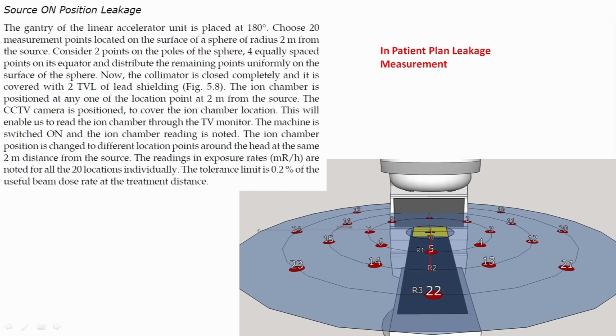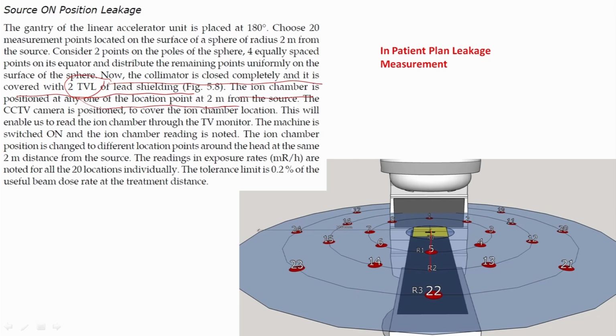You can see in the picture, at 0 degree gantry, there are 3 radii drawn, but generally we measure at 1 meter and 2 meter. Now the collimator is closed completely and covered with 2 TVL lead shielding. So the collimator is completely closed, and again you need to put a 2 TVL thickness shielding below this field. The ion chamber is positioned at any one of the locations at 1 meter or 2 meter.